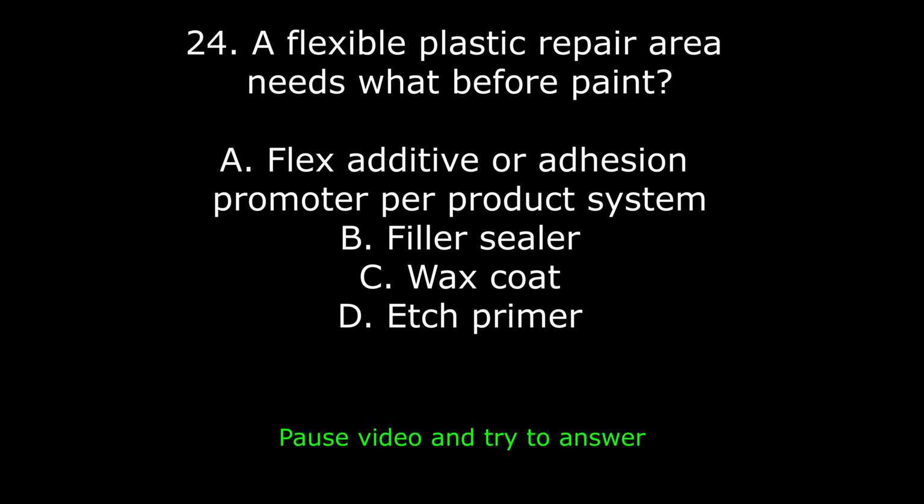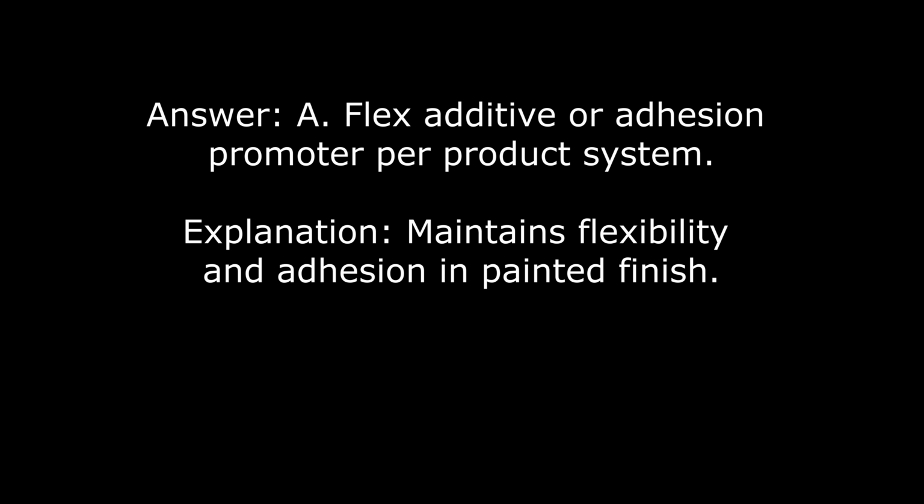24. A flexible plastic repair area needs what before paint? A. Flex additive or adhesion promoter per product system. B. Filler sealer. C. Wax coat. D. Etch primer. Answer: A. Flex additive or adhesion promoter per product system. Explanation: maintains flexibility and adhesion in painted finish.